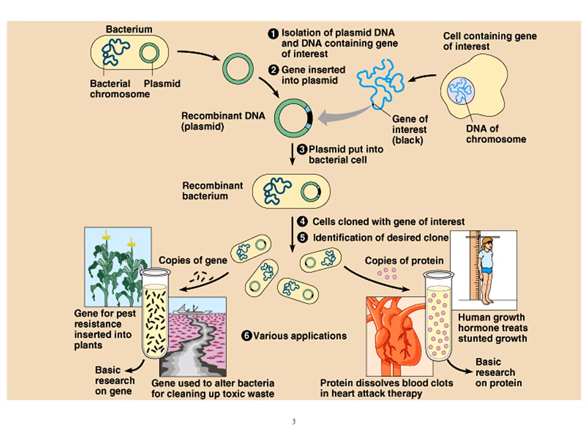This product can be a recombinant cell or a recombinant protein, such as human growth hormone and streptokinase, or insect-resistant plants, or a bacterium that can clean up toxic waste from water resources.